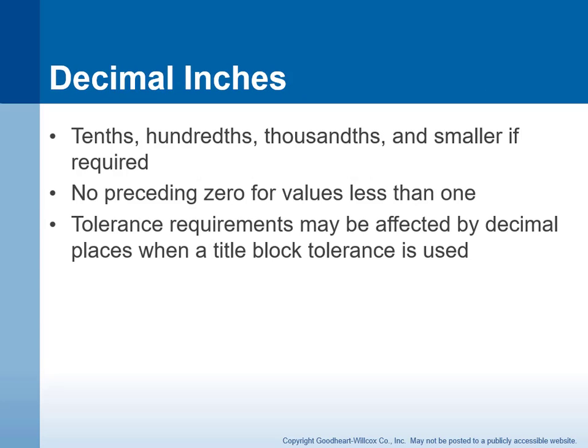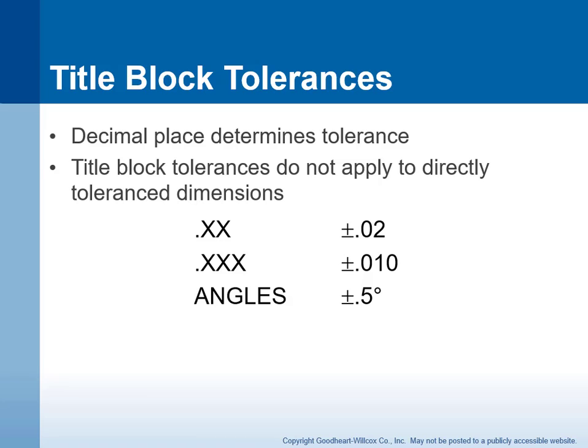Okay, so decimal inches. You can have tenths, hundredths, thousandths, or smaller if your tolerances are really tight. You don't use a preceding 0 for values less than 1. And tolerance requirements may be affected by decimal place when using the title block tolerance. That's the block tolerance. For an example of block tolerance, you'll see this on a drawing right here.